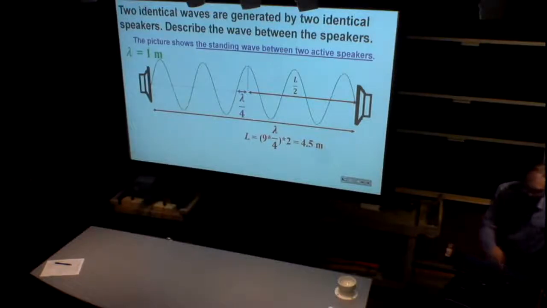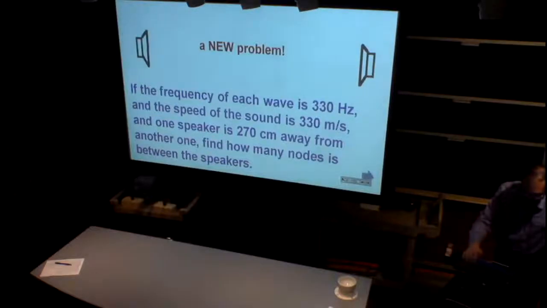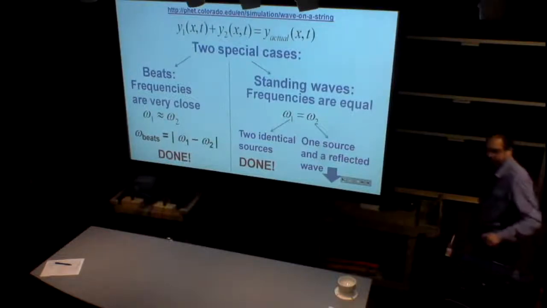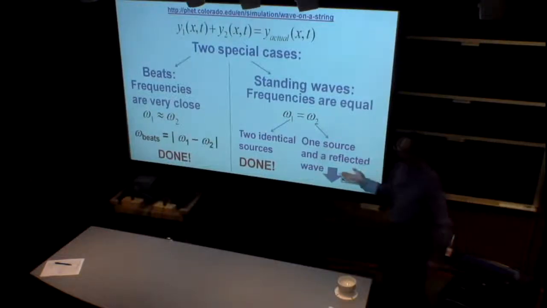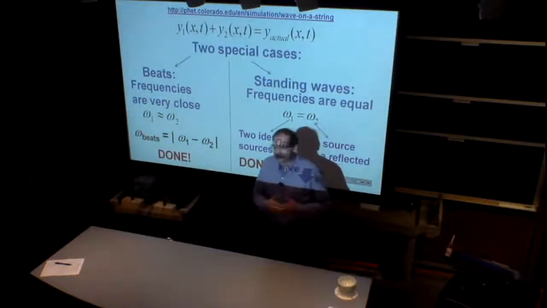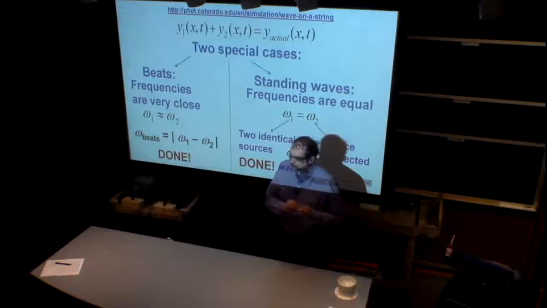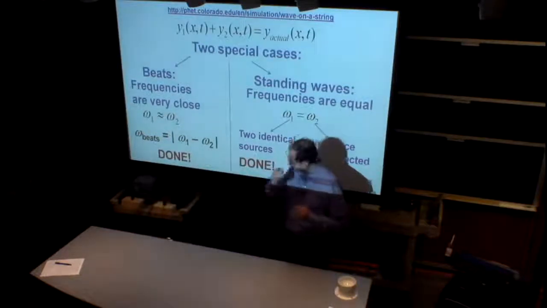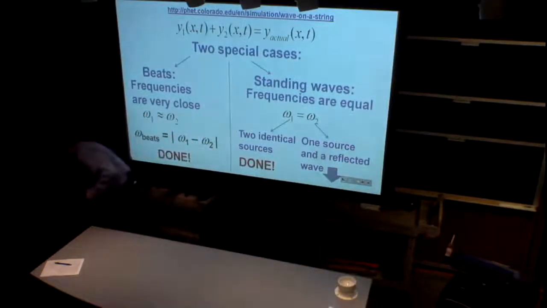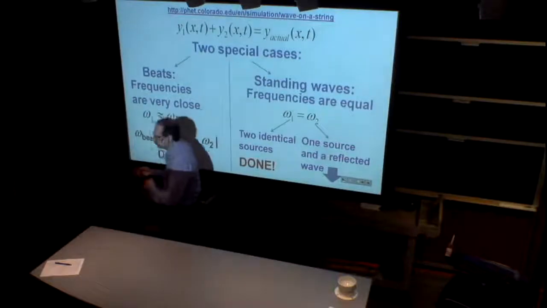Now, there's another question which I am going to skip right now, but I will do it tomorrow. So technically, we are done with two identical sources. So what's left? A wave generated as a combination of a driven wave and a reflected wave. And we actually saw an example of such a wave. We can see it again.